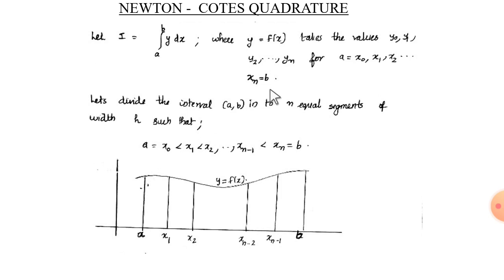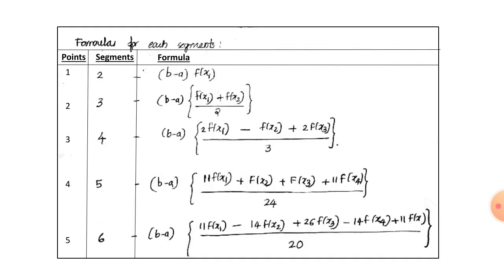yn for a equal to x0, x1, x2, etc., xn equal to b. Let us divide the interval a and b into n equal segments of width h such that a equal to x0 less than x1 less than x2, etc., xn minus 1 less than xn equal to b. So this is y equal to f of x. They are divided into equal number of segments. Now for each number of segments there is a different formula. So this is segment 1, segment 2, segment 3, and so on. So for each there are different formulas.